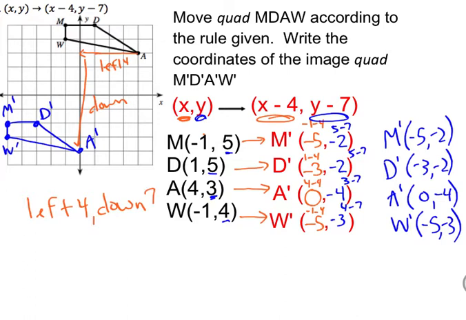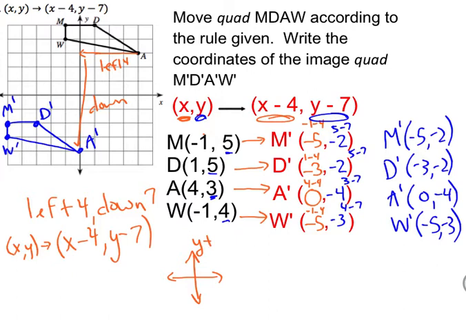Notice how that corresponds with, well, xy becomes, left 4 is x minus 4, and down is y minus, and we're going to go down 7. Okay, again, that's using the coordinates. This should be in your notes. Up is y plus, down is y minus, right is x plus, and left is x minus. So these directly correlate with each other.